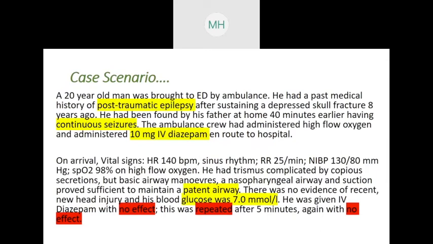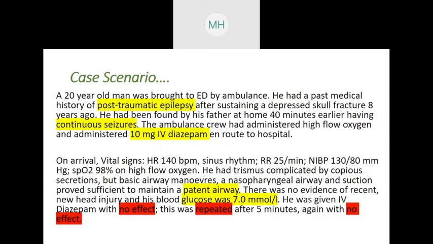I'll bring all of you to one normal case scenario. A 20-year-old was brought to ED, with a history of post-traumatic epilepsy and a history of depressed skull fracture in view of MVA. The father found him seizing continuously 40 minutes earlier, and the paramedics gave IV diazepam 10 mg on the way to the hospital. Upon arrival, the patient was tachycardic, tachypneic, normotensive, and saturating under high flow oxygen. And then there is copious secretion.